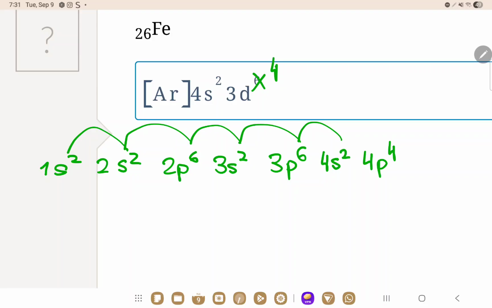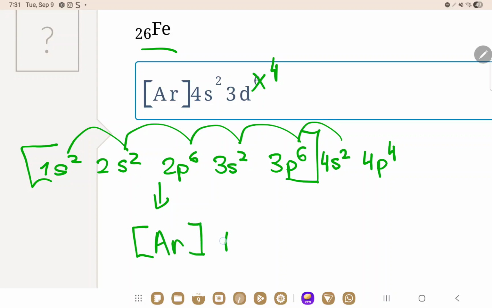Now, for this question, we need to write shorthand. What does shorthand mean? Shorthand means you take the noble gas closest to this atom and you put the noble gas in place of its electrons. So when you look at your periodic table, Fe is close to krypton and argon. But you can't go to krypton because krypton is bigger than Fe. So you go to argon, which is smaller than it. Now argon has 18 electrons. So you need to count till 18. So 2, 4, 10, 12, 18. You put it between brackets. These are equal to argon. So you just put Ar between these two brackets.